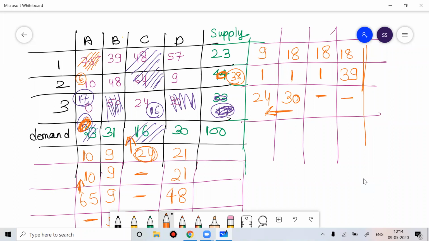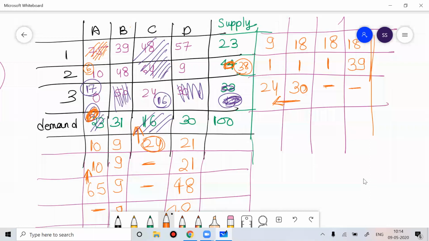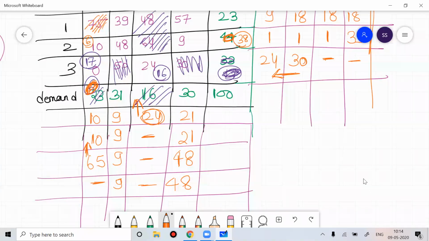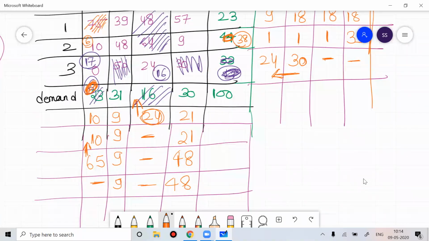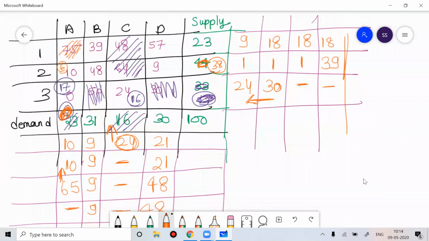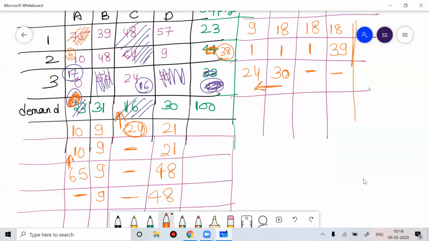Now see, out of all penalties, which is the biggest one? If you see column wise, it is 48. If you see row wise, it is 39. So the biggest one is 48. So 48 will enter into the solution.